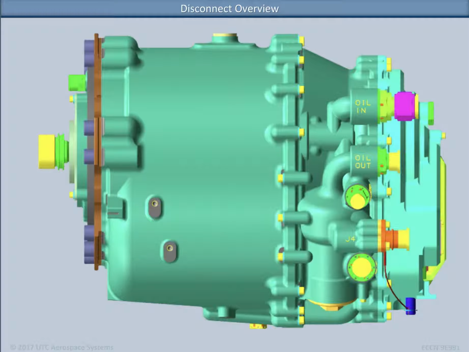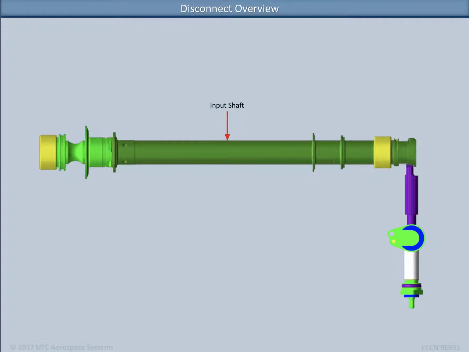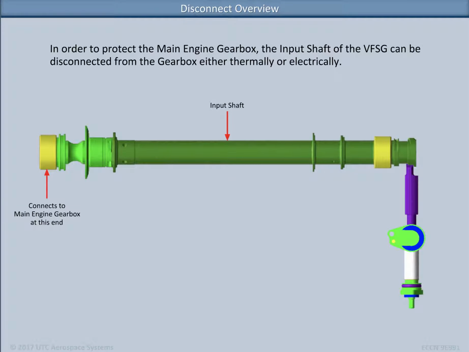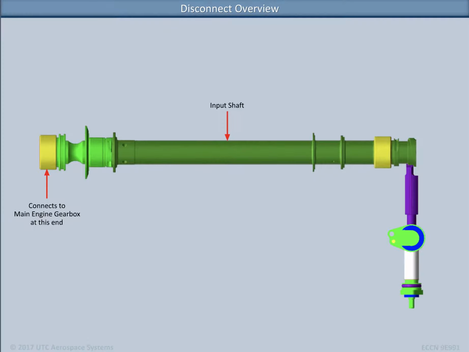The VFSGs have a disconnect feature to protect the main engine gearbox from damage. The main component involved in the VFSG disconnect is an input shaft that mechanically connects the VFSG to the main engine gearbox. The input shaft of the VFSG can be disconnected from the gearbox either thermally or electrically. Also involved in VFSG disconnect are the plunger and disconnect solenoid.